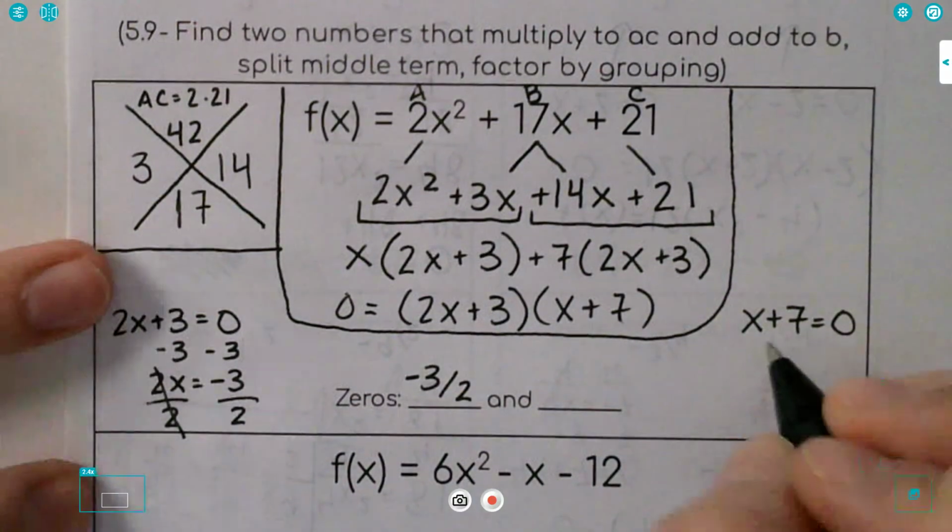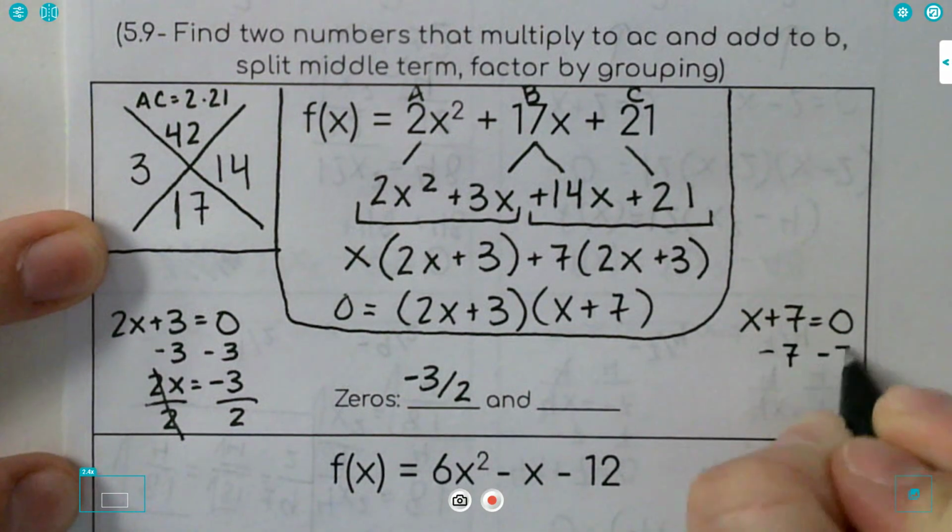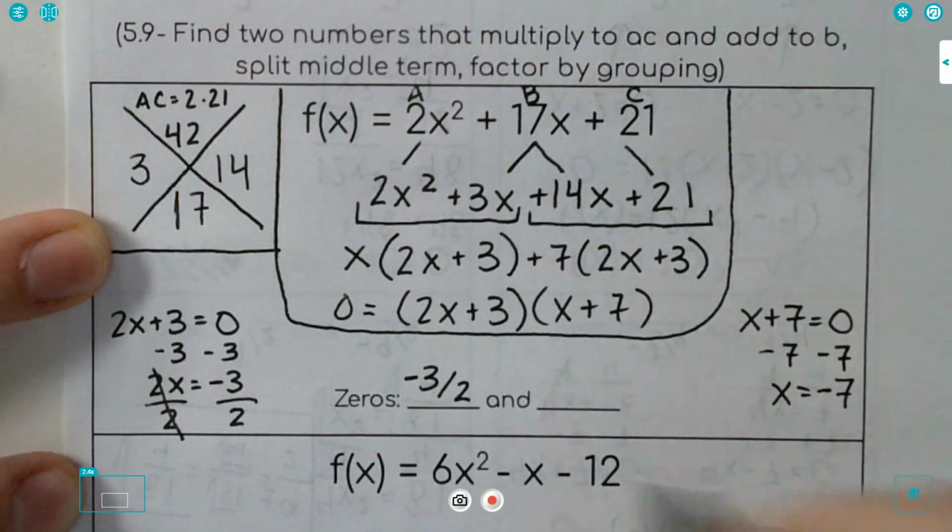The other one's way easier to solve out. x plus 7 equals 0. I just subtract 7, and I get x is -7.